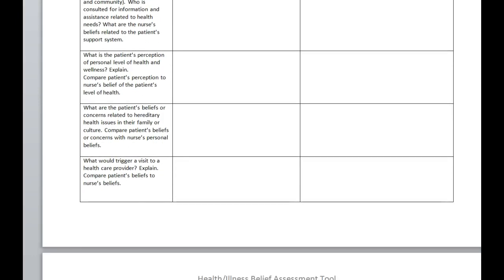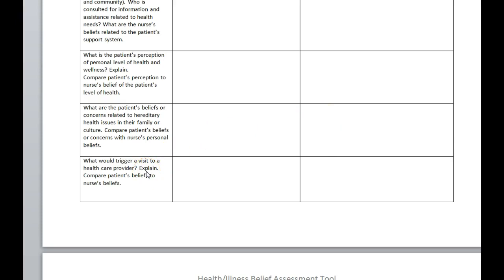how you care for people who have different values or beliefs in the long run? So in this one, what are the patient's beliefs or concerns related to hereditary issues? And then you're comparing that person's beliefs with your own concerns and beliefs. And again, how would that possibly affect caring for that person?